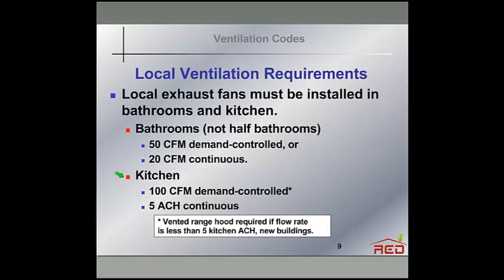For kitchens, first of all, the more we study kitchen cooking and baking pollutants, the worse they look. I want to recommend strongly that you ventilate your kitchen. Again, the best way is with a range hood. And in new construction, where you're concerned with new construction codes, a range hood is absolutely the best. 100 CFM demand controlled, that is turning it on when you need it, when you're cooking. And I suggest doing this when you're using the oven or using the range top burners.